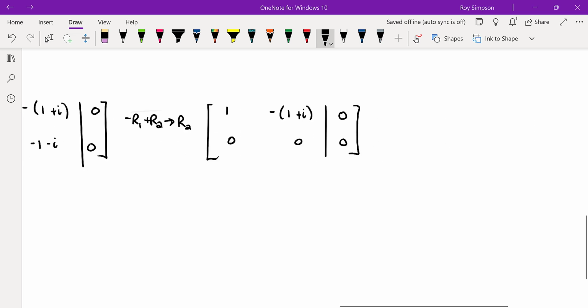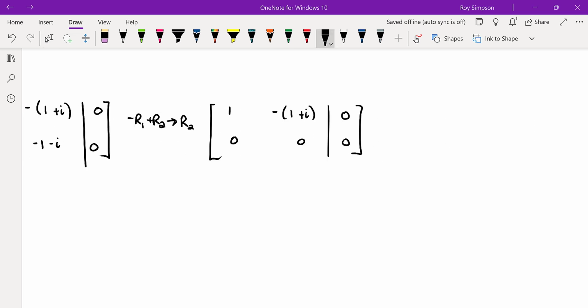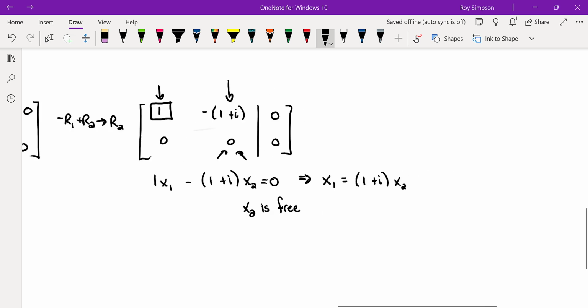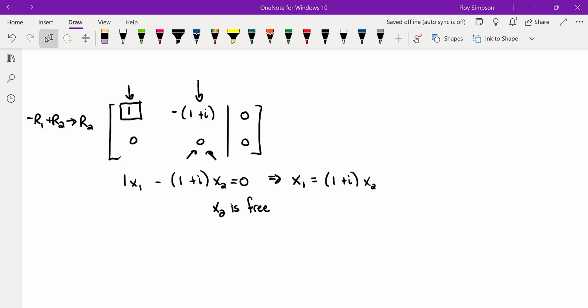So let's go ahead and write in here what x sub 1 is. We see that 1x sub 1 minus 1 plus i times x sub 2 should be 0. Remember, the leading entry associated with x sub 1 is non-zero, but x sub 2 does not have a leading entry in its column at all. So x sub 2 is free. I'm going to go ahead and solve this top equation for x sub 1 in terms of x sub 2. Remember, x sub 2 is free. I'm going to go ahead and allow x sub 2 to be 1.